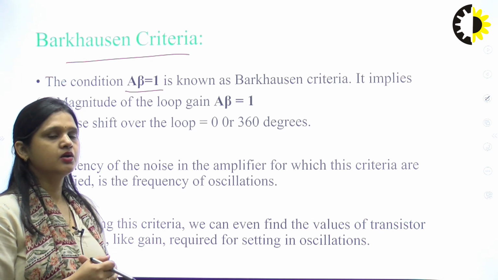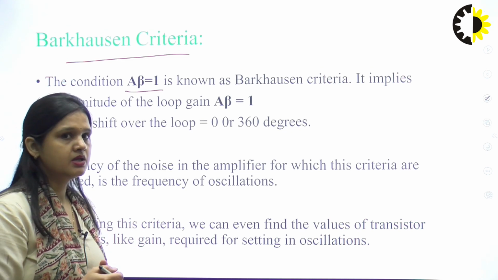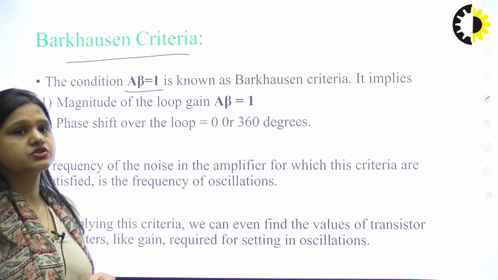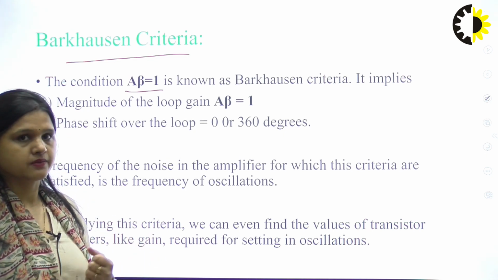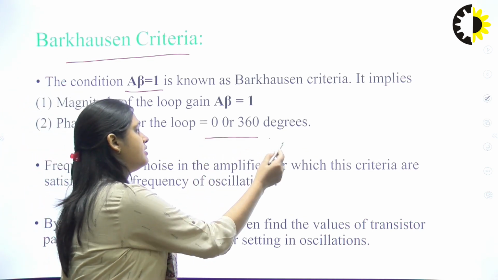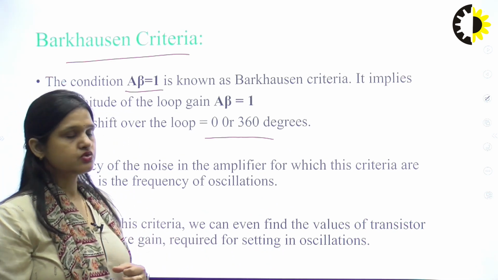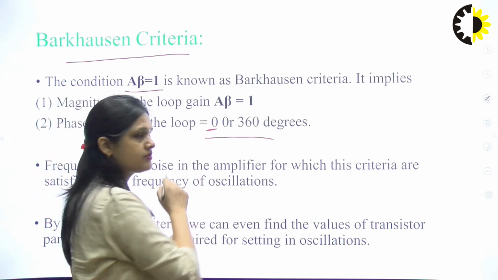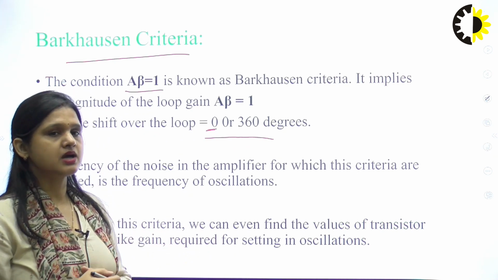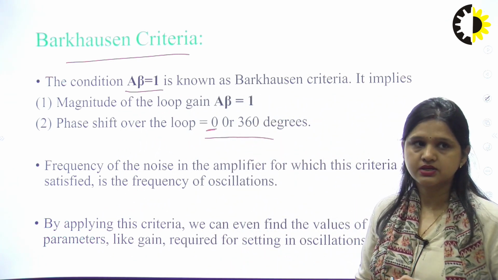If I multiply both these gains, of the amplifier and the feedback network, and this equals 1, then the sustained oscillations can be produced. This is the first condition to produce the sustained oscillation. And the second condition: we want the feedback signal and the input signal to be in the same phase. So either there is a 0 degree phase shift, or it should be 360 degrees of phase shift. If these two conditions are satisfied, then only we can produce the oscillation using the oscillator.